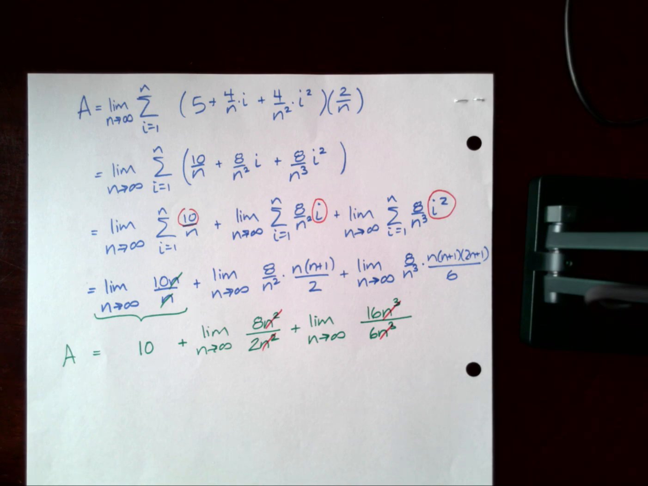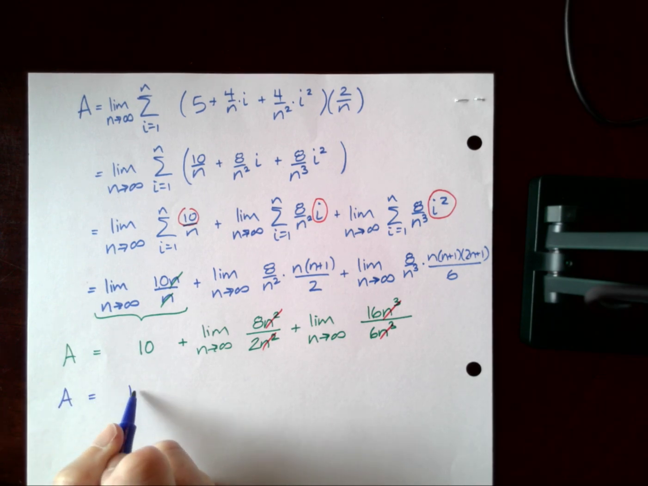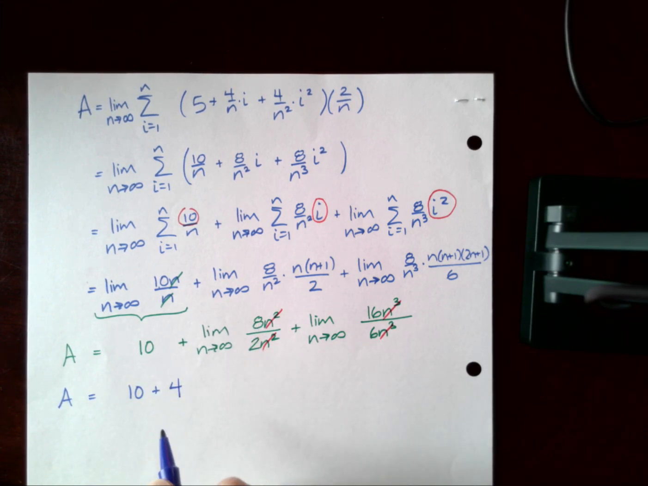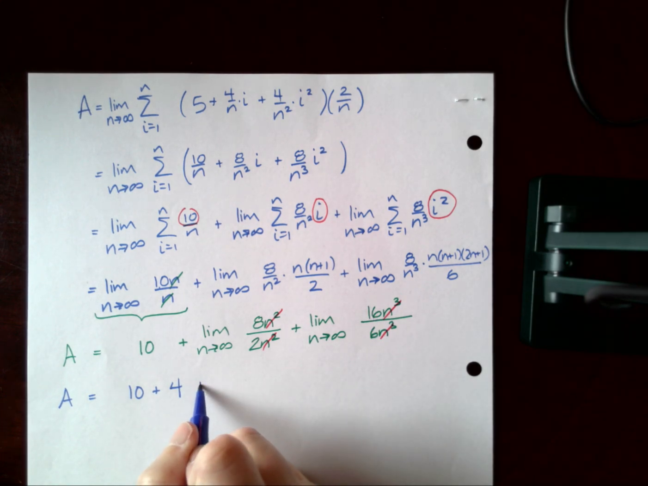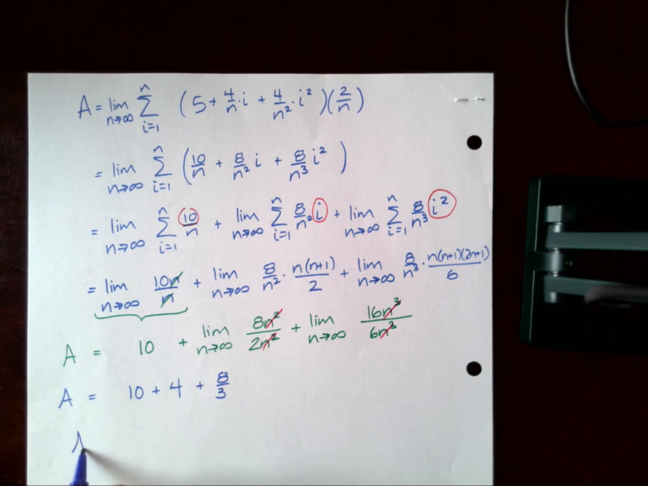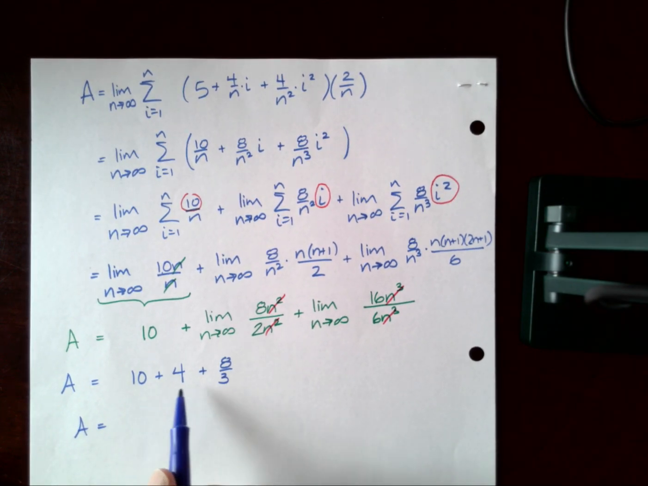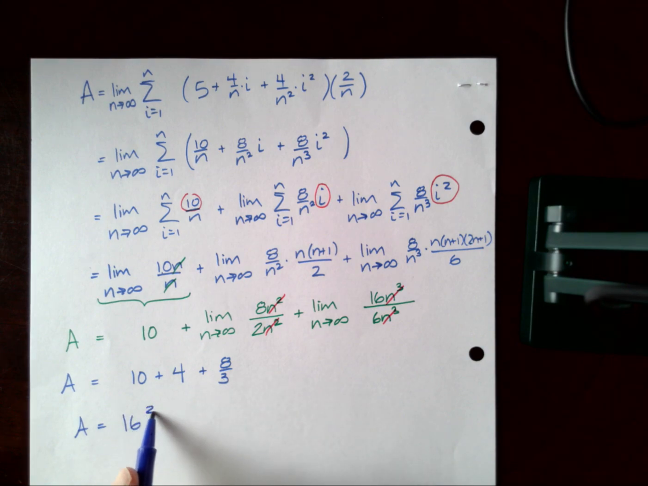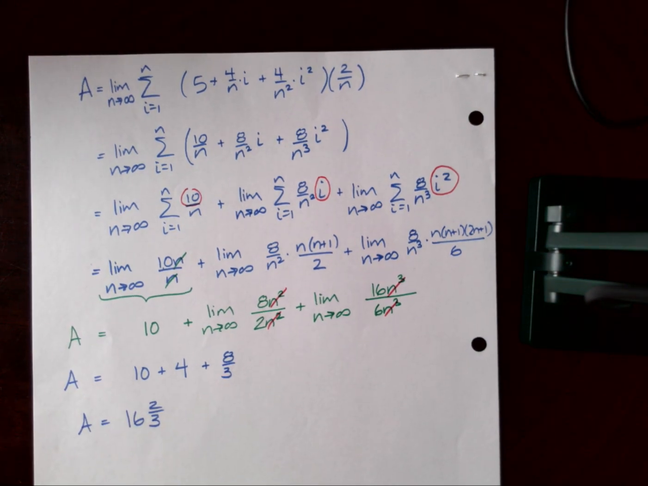And now when we go take a limit, 10 plus 8 divided by 2 will be 14. There's no more n hanging around with us. If we do 16 divided by 6, maybe if you reduce it a little bit, you'll get 8/3. And when we add this together, here's 14 plus 8/3. This is 2 2/3, so this is 16 2/3. This is supposed to be the area underneath our curve and above our x-axis. And this is how we would find it using limits.